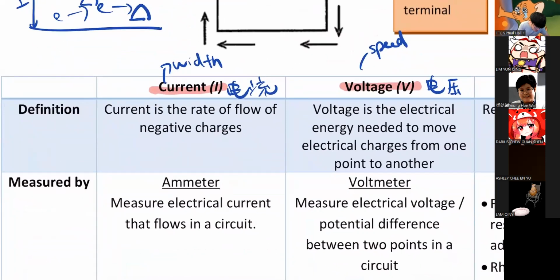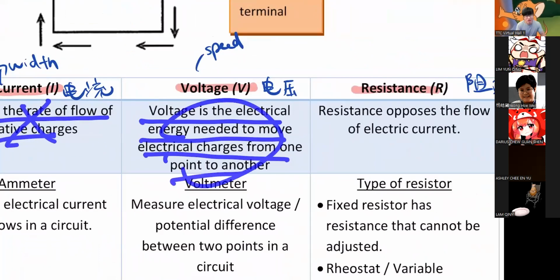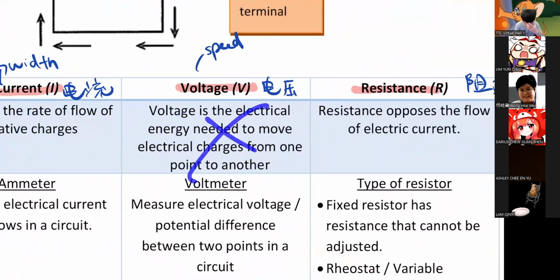All right, so these definitions are: current is the rate of flow of negative charge. No need to memorize. Voltage is the electrical energy needed to move electrical charges from one point to another. You read this thing, you don't understand anything, right?